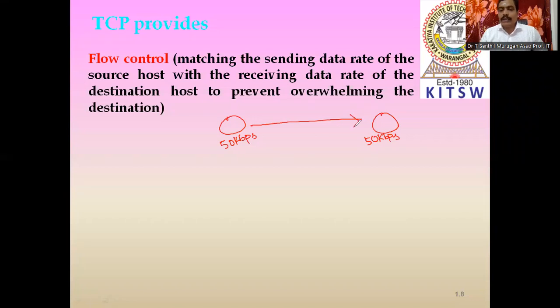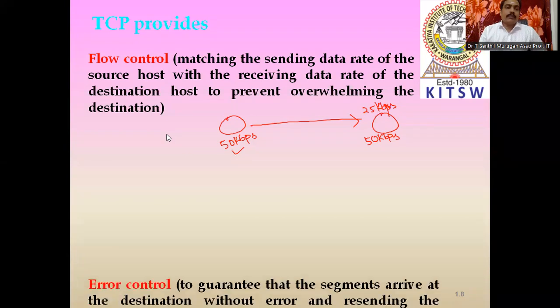The problem comes when it is sending more data but receiving very little, in this case 25 kbps. The receiving capacity is 25 kbps, so it is sending more data but the destination is not able to receive that much. So data loss may occur. That's why we have to consider flow control.